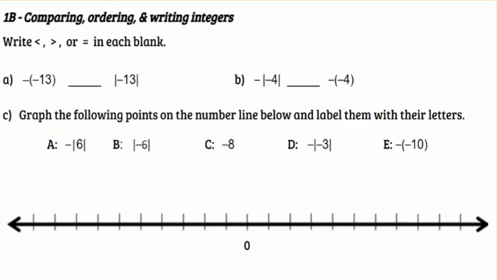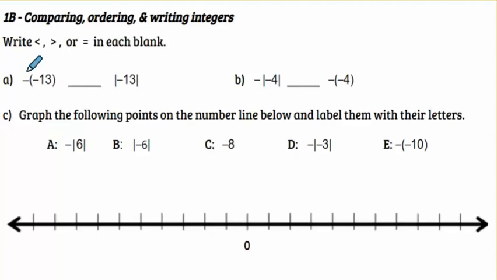Okay, for 1B, we have comparing, ordering, and writing integers. So let's take care of part A here, or problem A. We have parentheses, and we look inside the parentheses, and all we see is the number negative 13. So there's really nothing to do inside the parentheses.